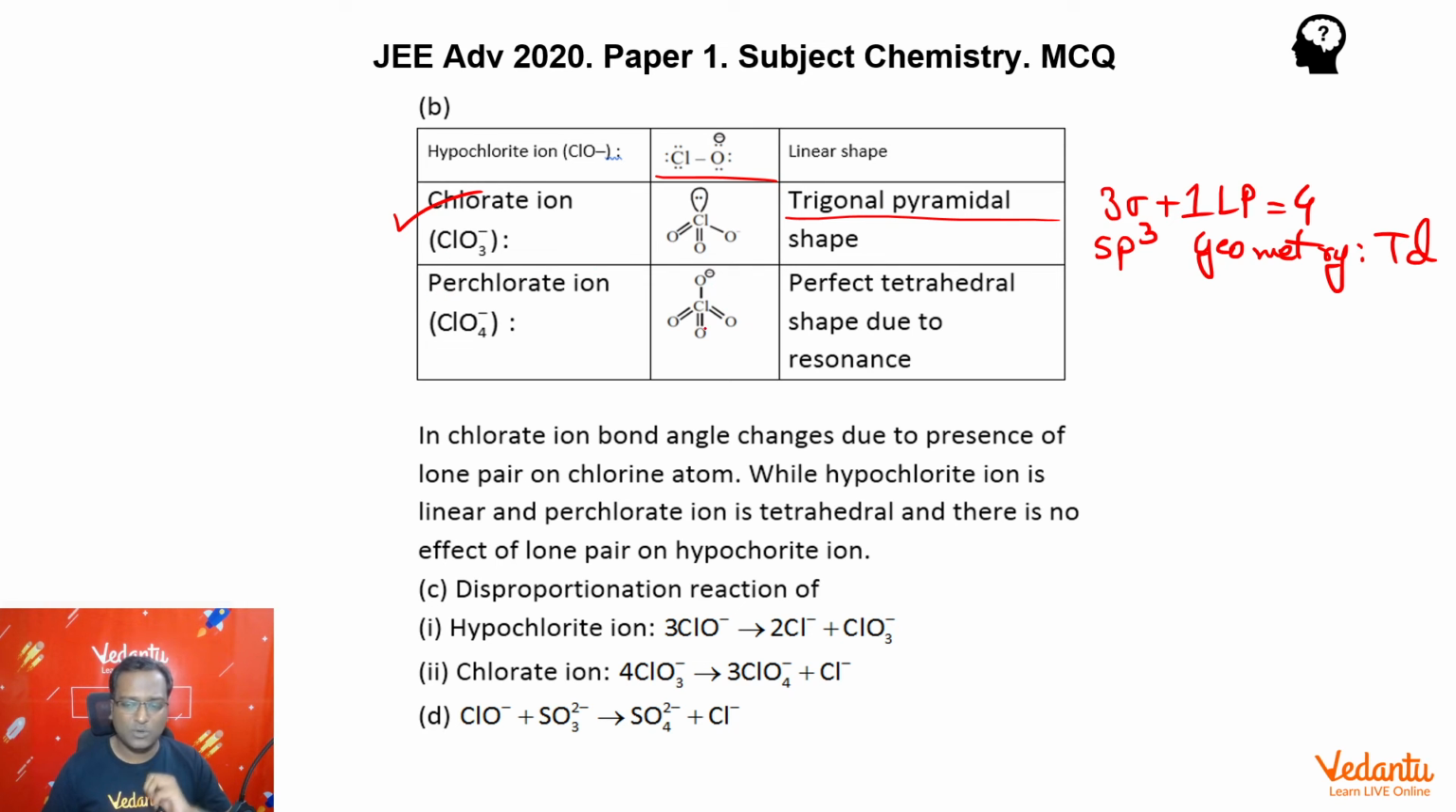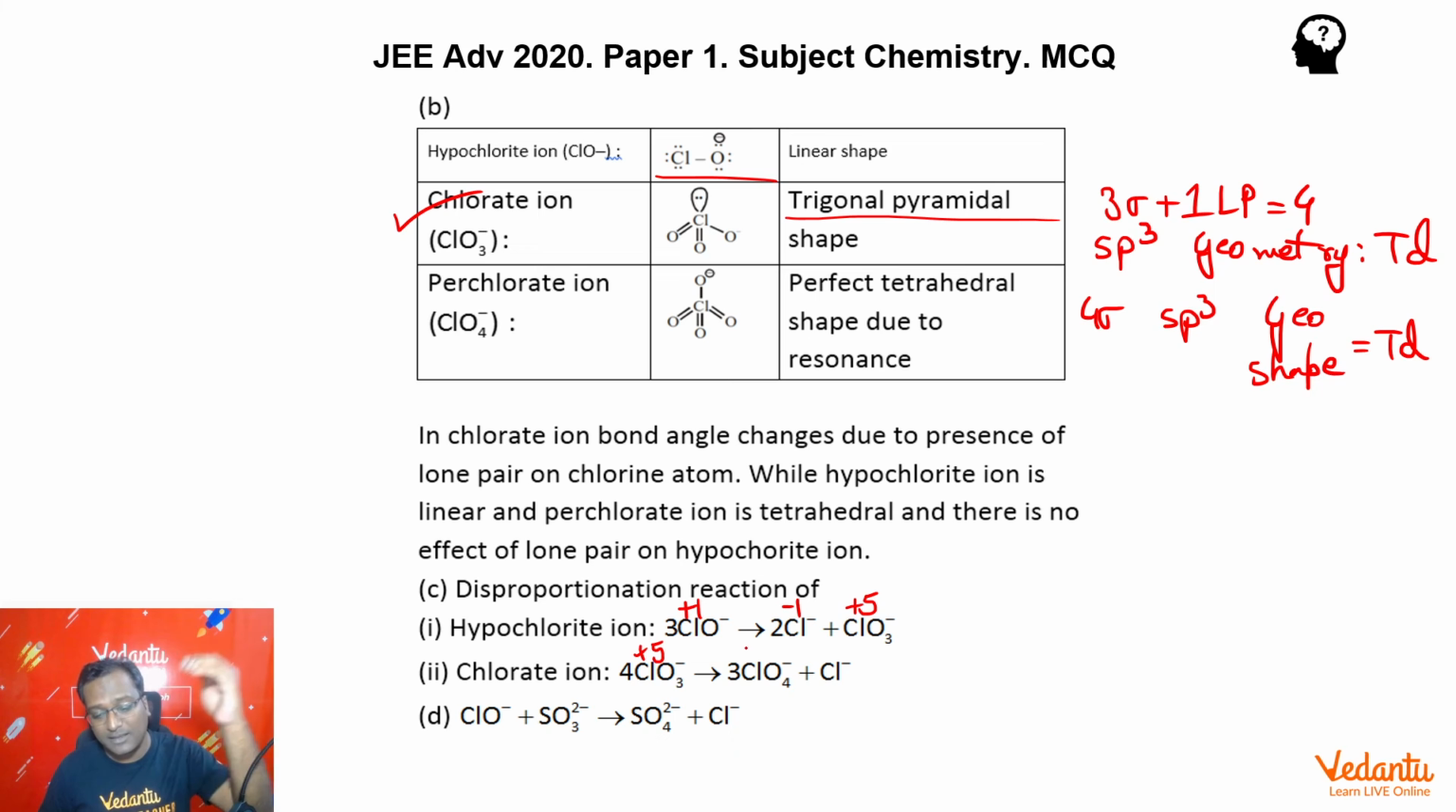Next, in perchlorate ion you can see that there are 4 sigma bonds. That means sp3, that means geometry as well as the shape both are tetrahedral and therefore lone pair does not affect the shape of perchlorate at all. Okay. Now the next option was about disproportionation guys. So when ClO minus, that is chlorine in +1, disproportionates, it goes to higher as well as lower oxidation state, correct? Similarly, chlorate when it is in +5 will disproportionate, it will go to higher, that's +7, and lower, that's +1. So do we get same products? No, we don't get same products here.